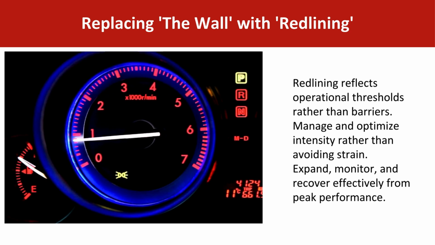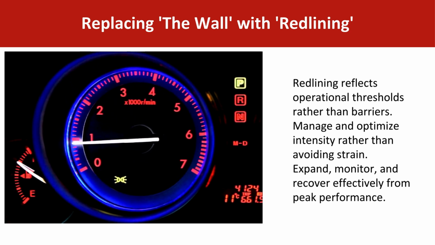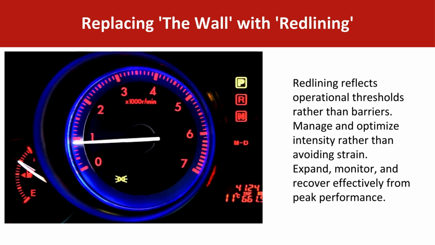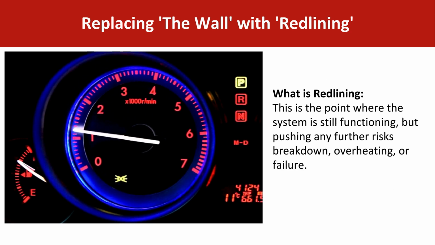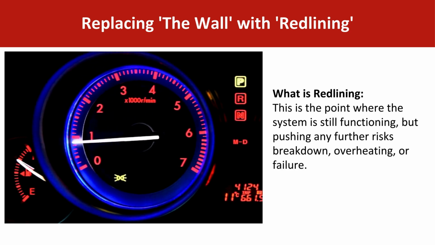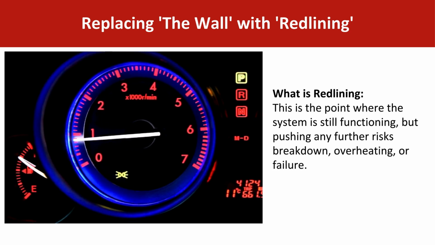Now, instead of focusing on an undefined limit, we will shift our language and focus to redlining, a more precise, measurable, and strategic concept. What is redlining? Definition and metaphor. Redlining comes from automotive engineering. When an engine reaches its maximum safe RPM, revolutions per minute, it enters the redline zone. This is the point where the system is still functioning but pushing any further risks breakdown, overheating, or failure.